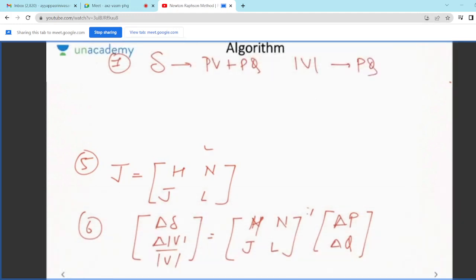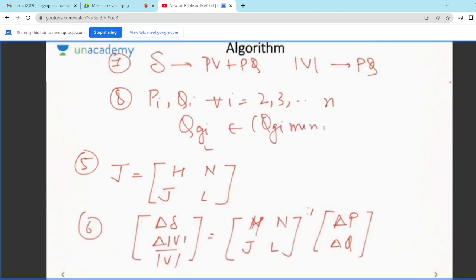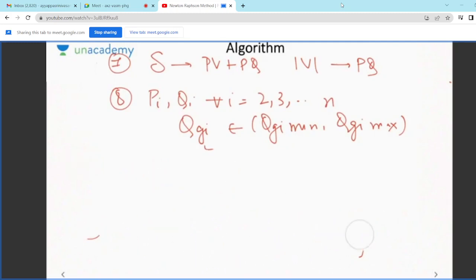Okay, then we again calculate Pi and Qi for all i 2, 3 up to n, and we check if generator Qi lies between QGi min and QGi max. If it does not lie within this limit, what we will do is convert a PV bus to a PQ bus and then again repeat the initial steps. And if it still lies in this limit, then the PV bus will be treated as a PV bus for the future steps.